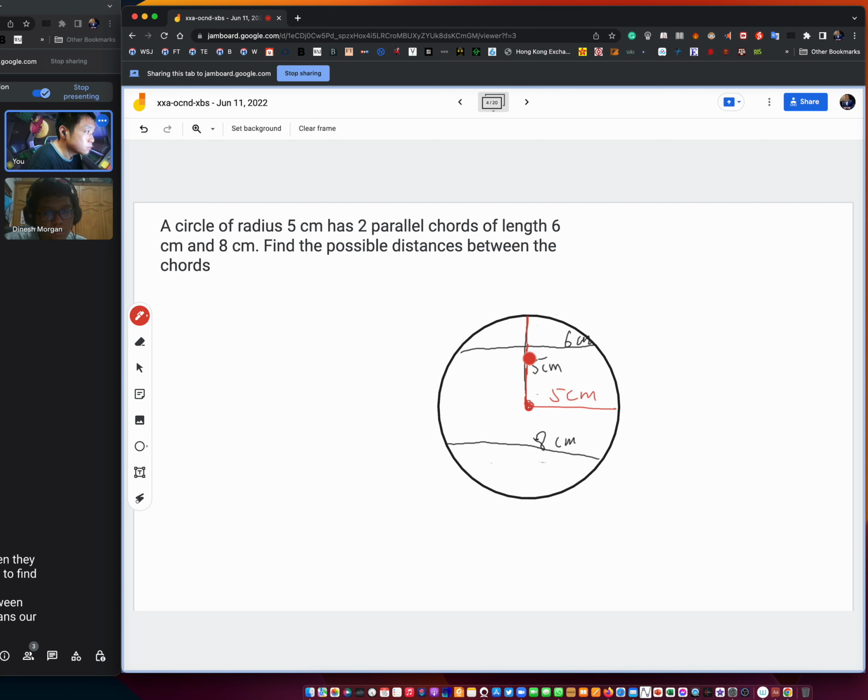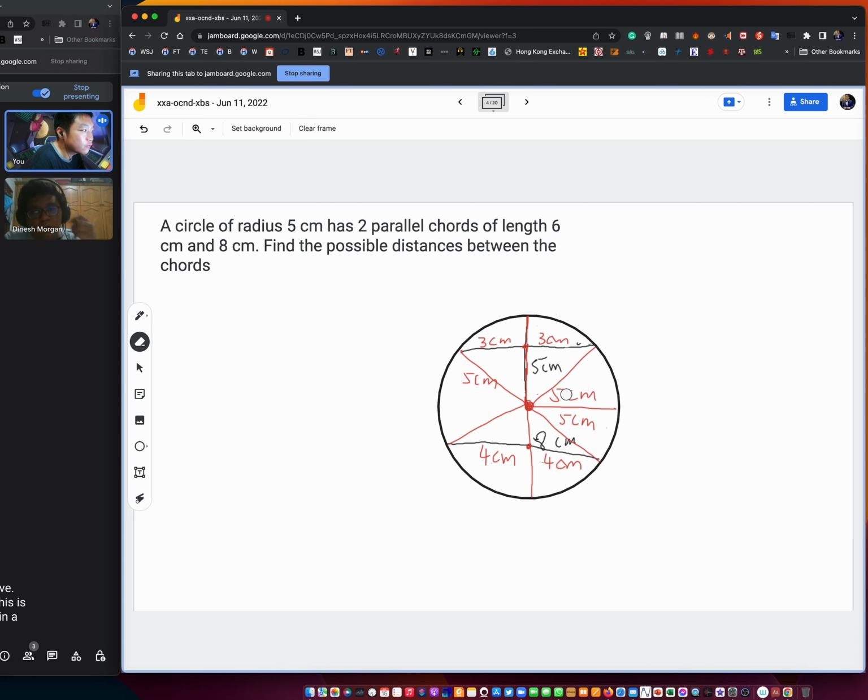Means, so this is also 5. Then it looks like you need to form the right angle triangle. So this is 4. This is 4, right? Then this is 3. This is 3. This is 3, right? Okay. Then how? This is also 5. Okay, done. This is also 5.